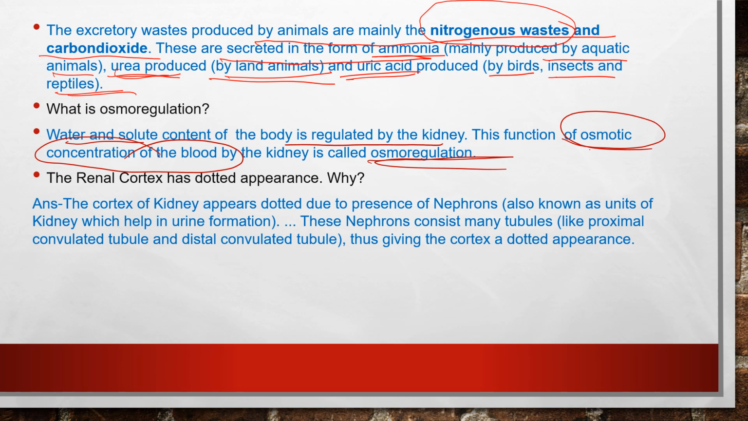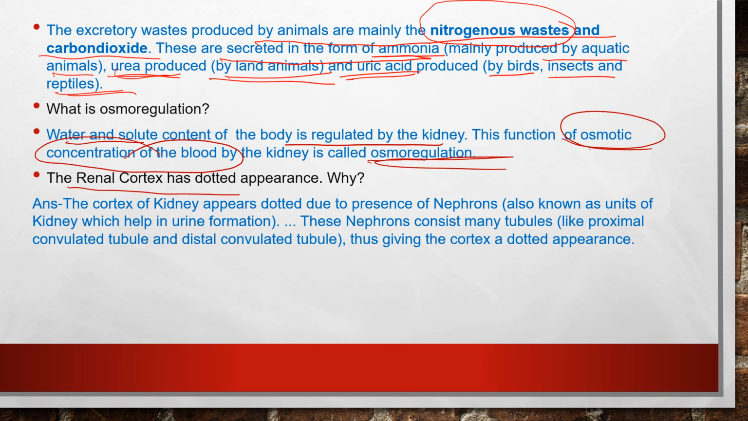Why? We all know that when we view the renal cortex, we see that it has a dotted appearance. So why is it so? The cortex of the kidney appears dotted. Why? Due to the presence of nephrons.